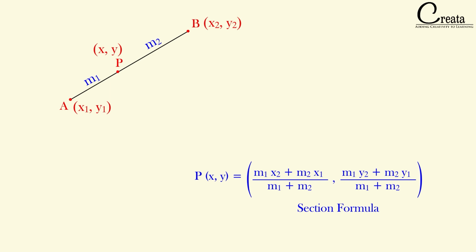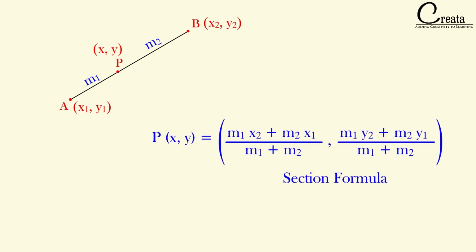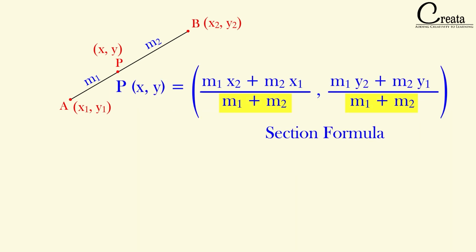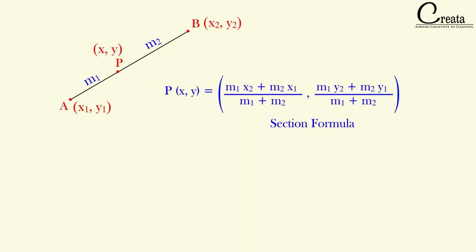Okay, you have to remember this formula. Just look at this formula. M1 plus M2, that is the addition of the ratios, is the same in the denominator. Further, in the numerator, M1 and M2 are also common in both the terms. You just have to remember x2, x1, y2, y1. This is the section formula.